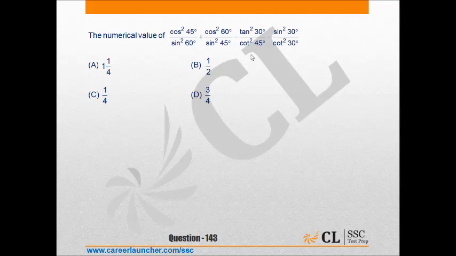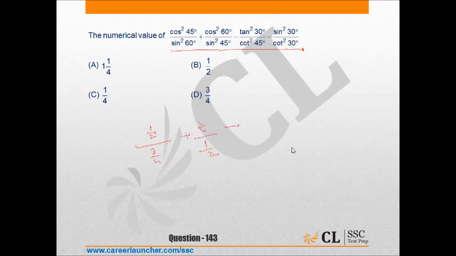In this case, you do not have any option other than to put the exact value. I know cos 45 is 1 by root 2, square would be 1 by 2. Sin 60 is root 3 by 2, which will give me 3 by 4. Plus cos 60 is 1 by 2, which will give me 1 by 4. This will give me 1 by 2.